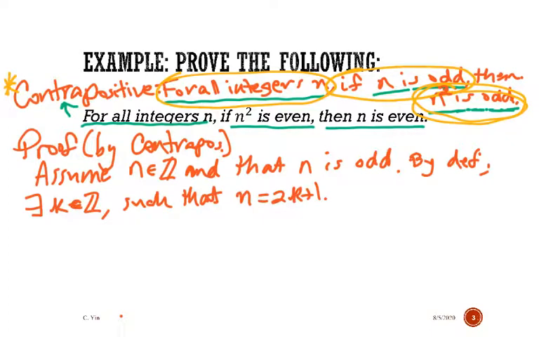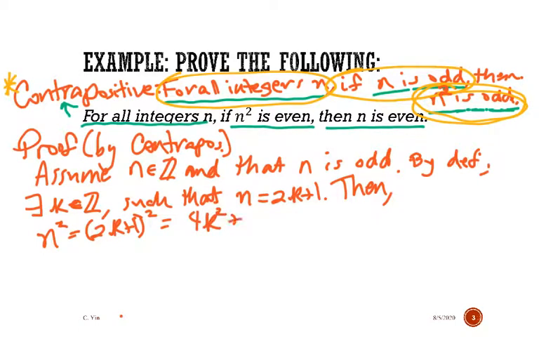All right, and so we'll just say then n squared is going to be equal to 2k plus 1 squared, which is going to be 4k squared plus 4k plus 1. And again, we're trying to show that this number is odd, so we want to be able to write it as 2 times something plus 1. All right, well, I think you can probably see that that can easily be done here.